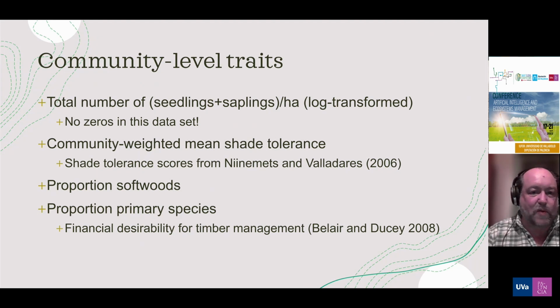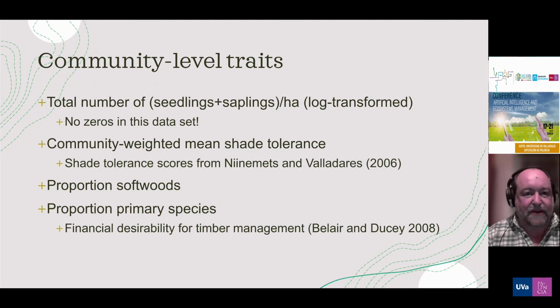There's always at least one seedling on at least one of those four little plots at every plot in the data set. So I don't have to deal with what to do when we log transform a 0. I was very happy to find that out. So that's a good simplifier.